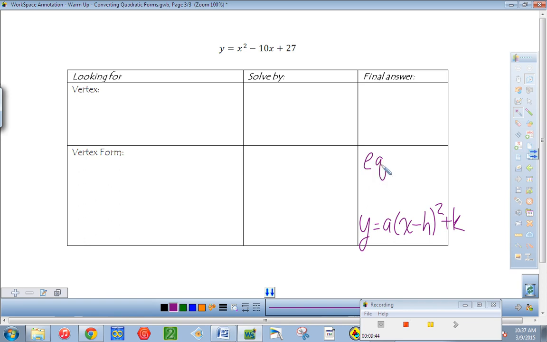This part's gonna be an equation. What's the actual vertex? Equation, coordinate, number, word, coordinate. Okay. This is the one that's opposite of HK, right? Okay. So, how do we solve for the vertex? You remember? There's two ways.